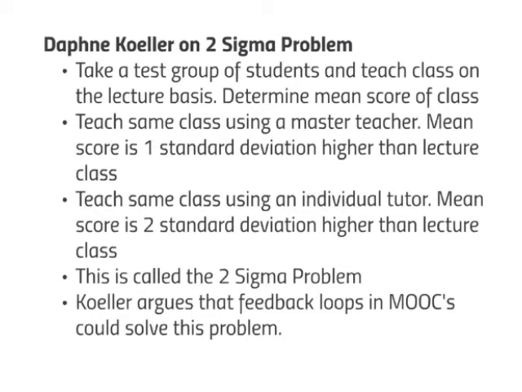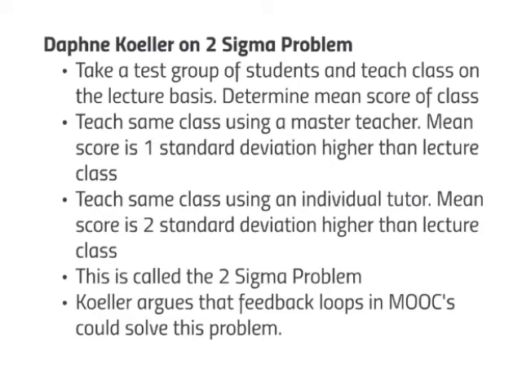That if you have a class taught by a regular teacher, regular classroom style, and you take the mean score of that class. Then you take that same class and you have a master teacher teach the same class to a different group of people, calculate a mean score. That mean score with a master teacher is one standard deviation higher than just a regular class.